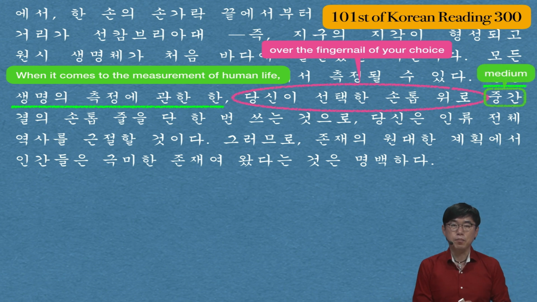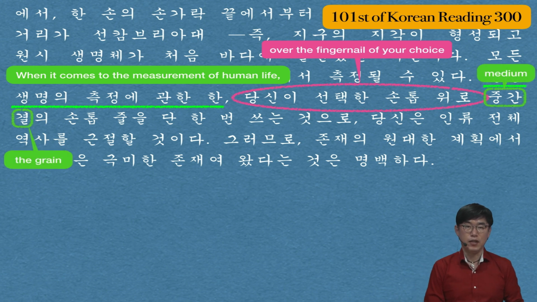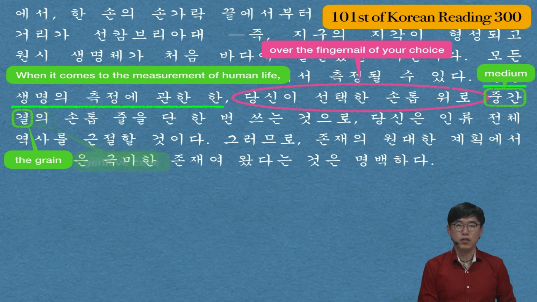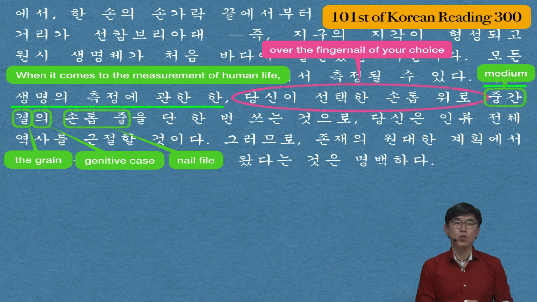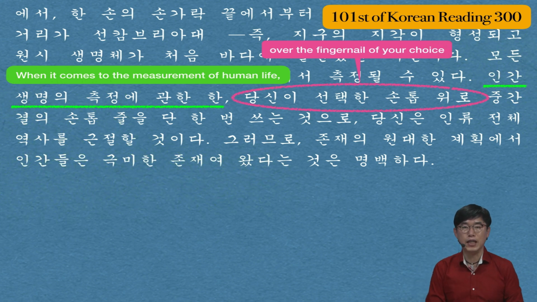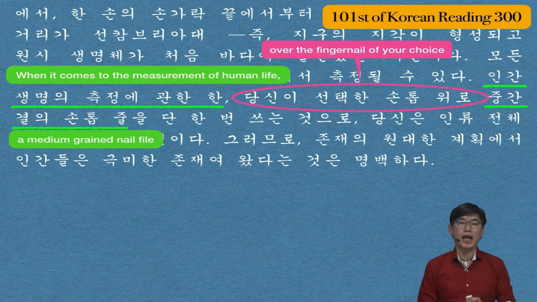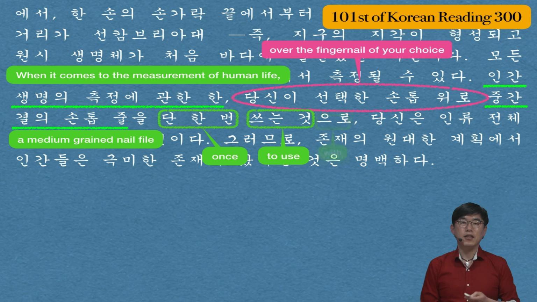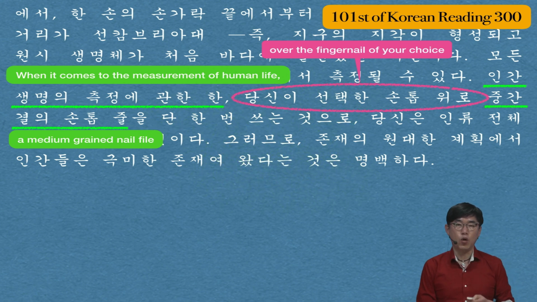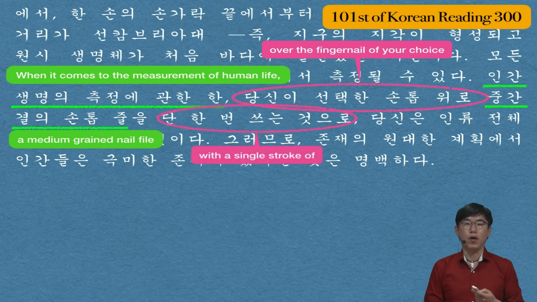중간 is medium and 결 is the grain. And 의 is a genitive case. And 손톱줄 is nail file. So 중간결의 손톱줄 is a medium-grained nail file. And 단 한 번 is once. And 쓰는 것 is actually to use, but by the context in this sentence, the stroke of a nail file, right? And 으로 is the same as with. So 단 한 번 쓰는 것으로 is with a single stroke of.